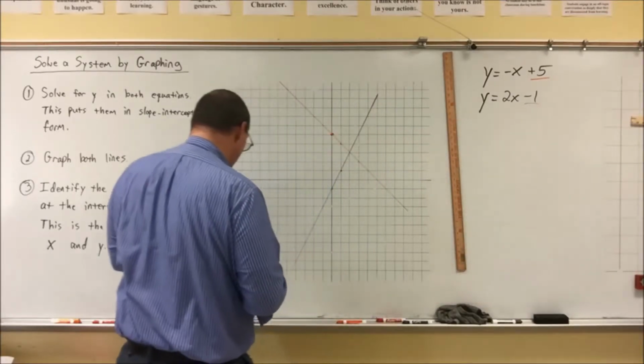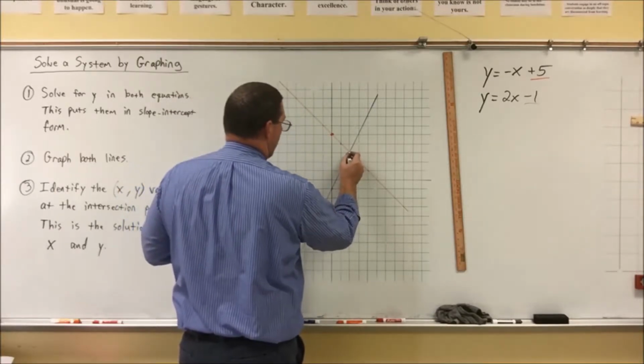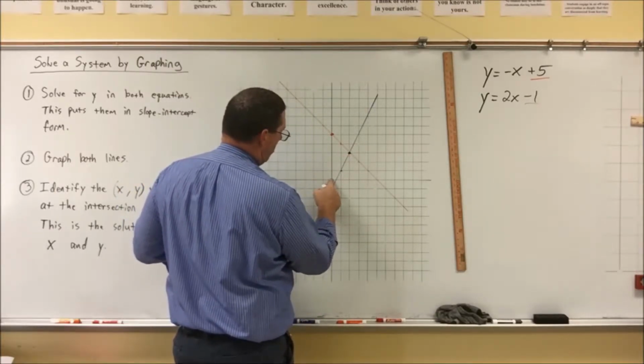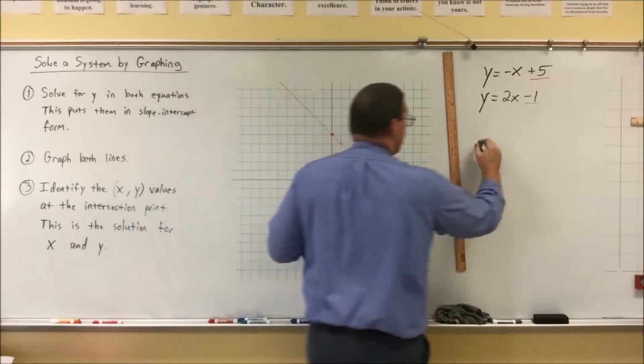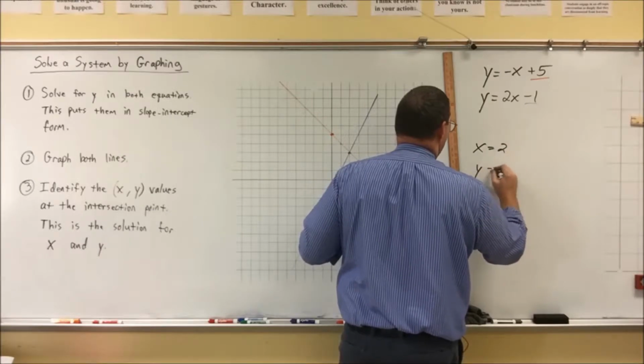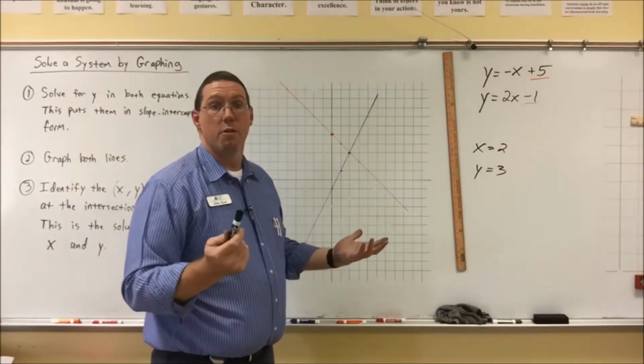Do we have a solution? We sure do. Can you see where they intersect? Right here. That's from the origin, 1, 2, and 1, 2, 3. So x is 2, y is 3. So x equals 2, y equals 3. And so that's our solution. Okay? Let's do another one.